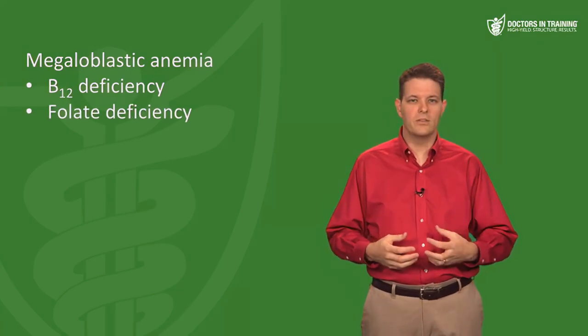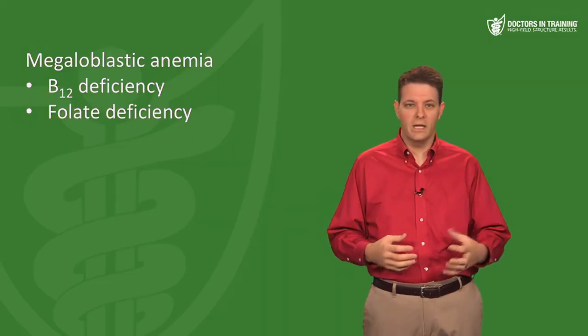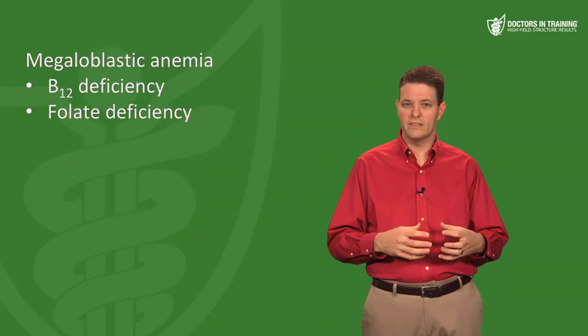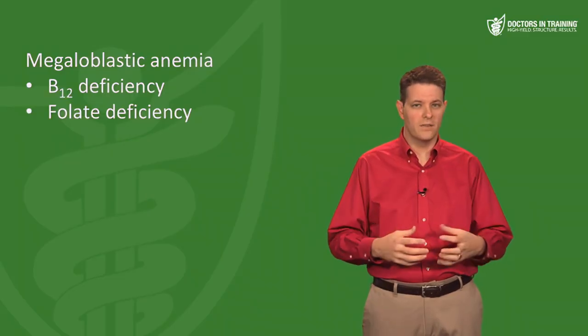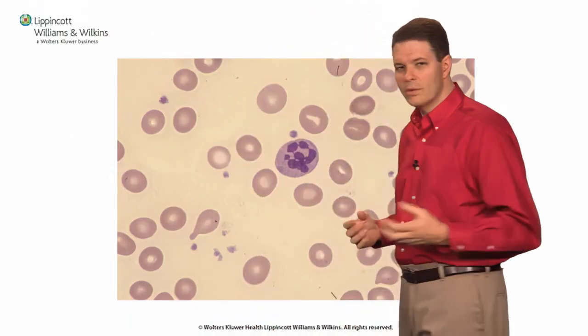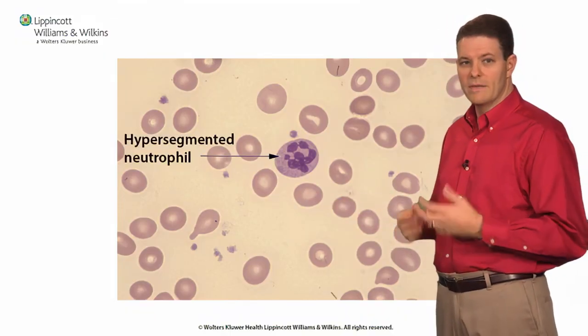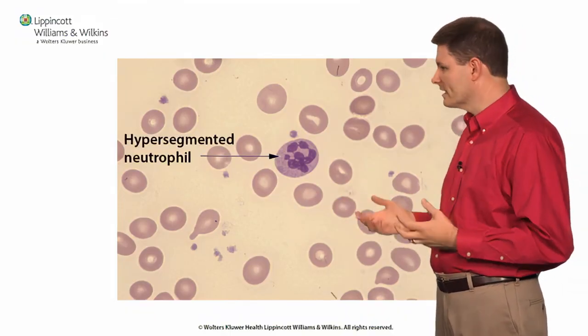Now, megaloblastic anemia is due to impaired DNA synthesis. And because you have trouble making DNA, it takes a long time for the nucleus of the red cell precursor to mature, and the cytoplasm expands in the process and the red cells just get larger and larger. Now, one important clue that you're dealing with megaloblastic anemia is the presence of hypersegmented neutrophils, meaning the nucleus of the neutrophil has more than 6 lobes.